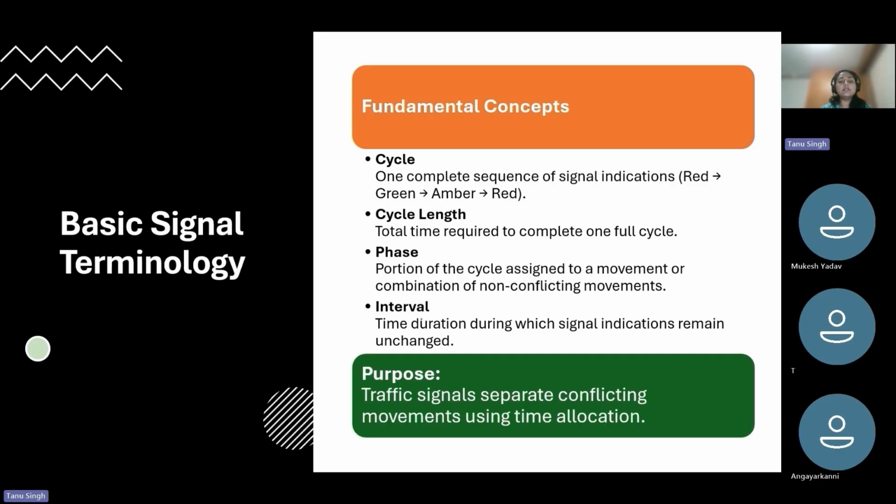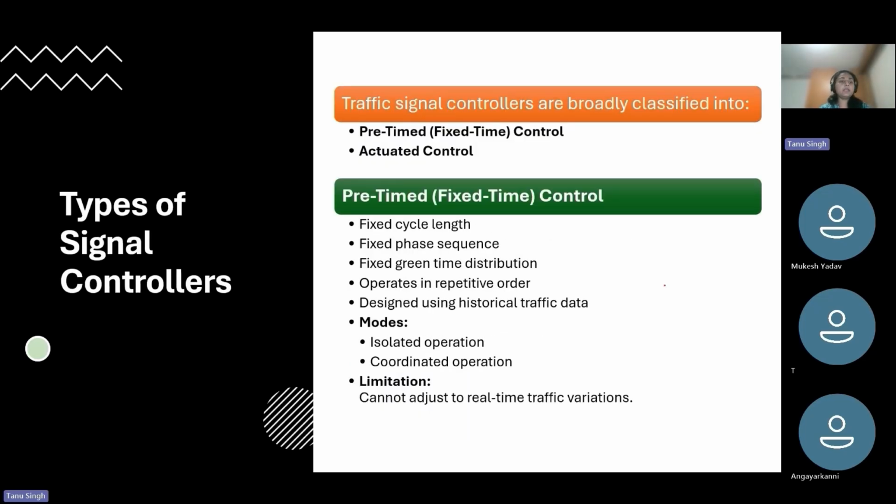Finally, there is the interval, also known as the time duration, during which the signal indication does not change. We say the green interval or the red interval time. So the overall objective of signal control is to separate conflicting traffic movements in time. Now, the different types of signal control.